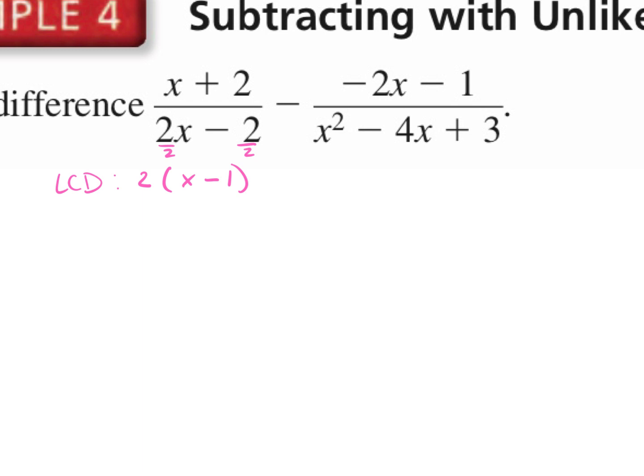Now let's factor the second one here. What are 2 factors of 3 that add to negative 4? Negative 3 and negative 1, perfect. So this would factor into x minus 3 and x minus 1.